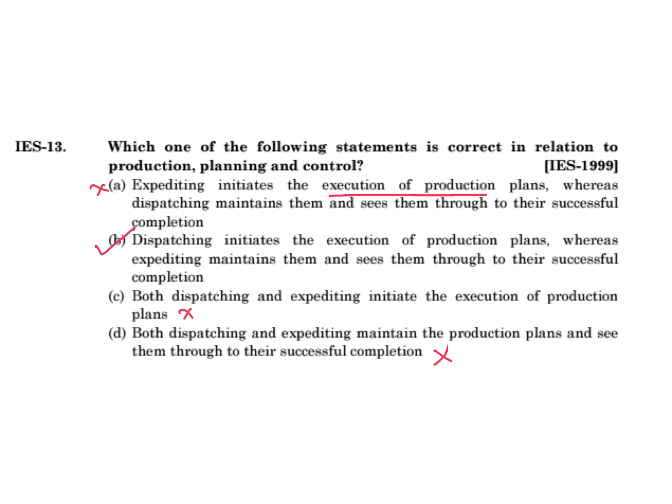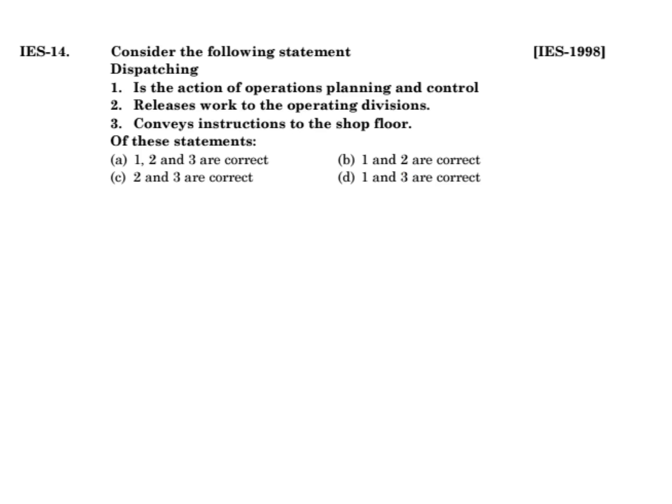Consider the following statements. Dispatching: it is the action of operations planning control. Correct. Releases work to the operating divisions. Yes, correct. Conveys instruction to the shop floor. Yes, it is also correct. So A is the answer. 1, 2, 3 all are correct.